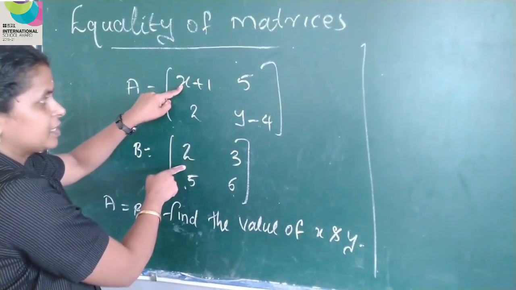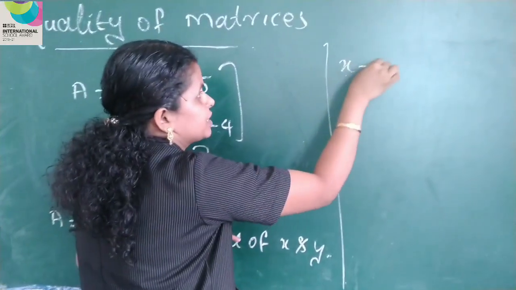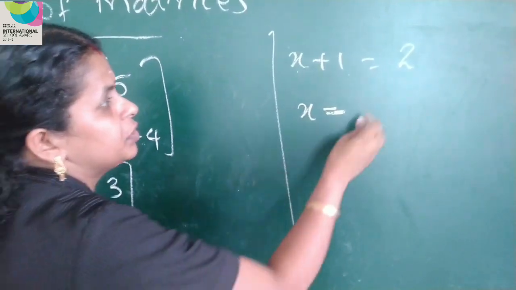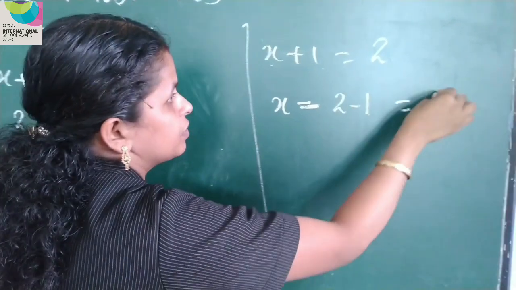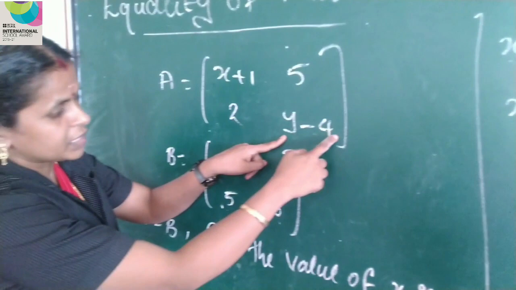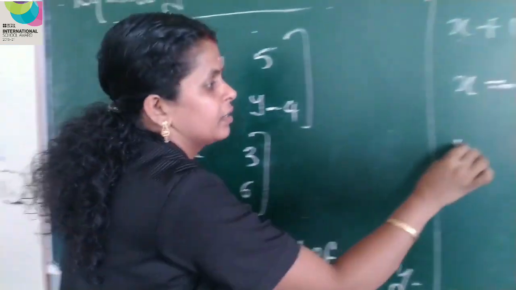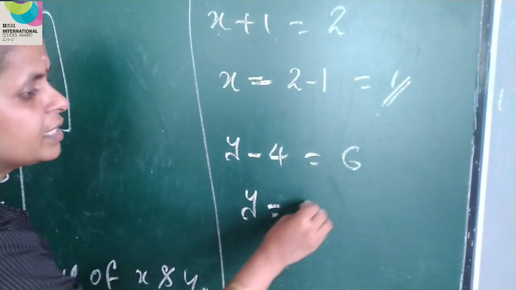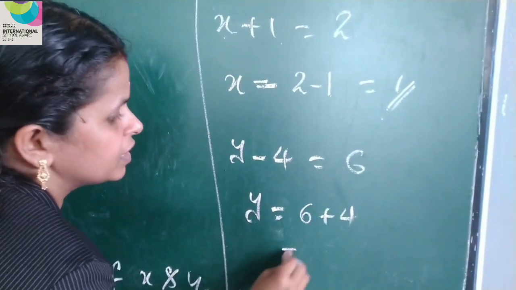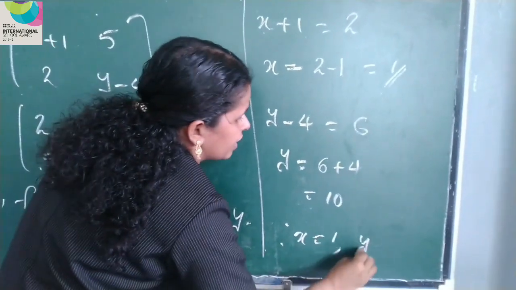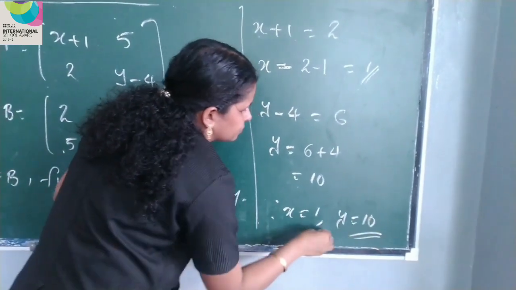Their corresponding elements are equal. That means x plus 1 equals 2. From this what we can write? x equals 2 minus 1, which is equal to 1. Same way, y minus 4 equals 6. From this, y equals 6 plus 4, which is equal to 10. Therefore, x is equal to 1 and y is equal to 10.